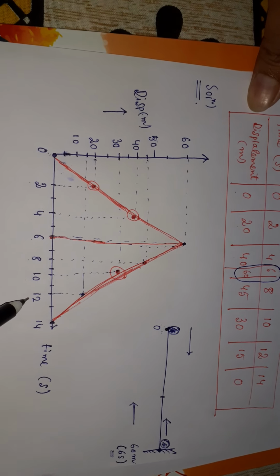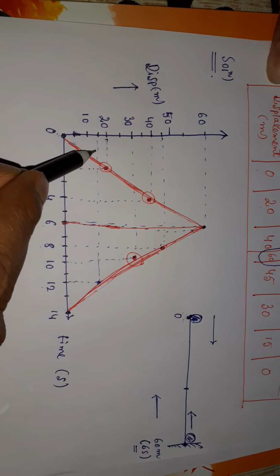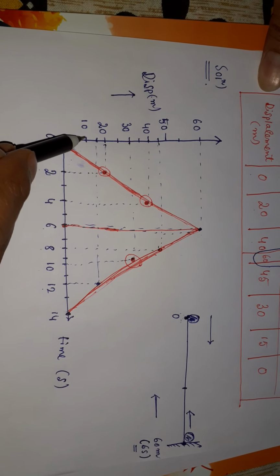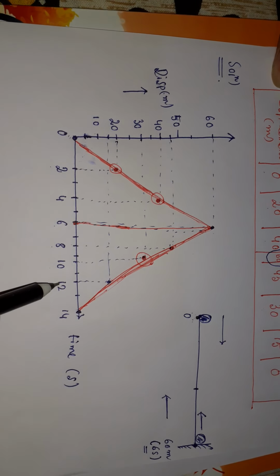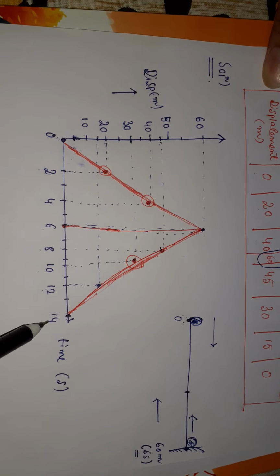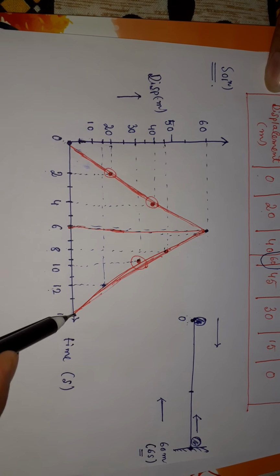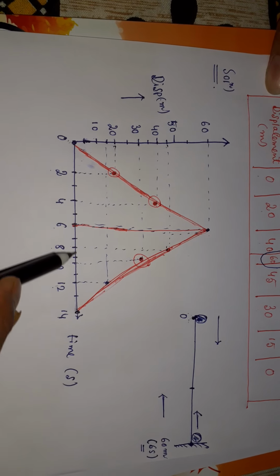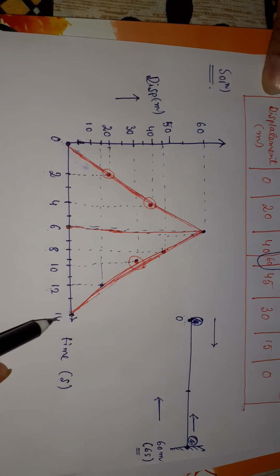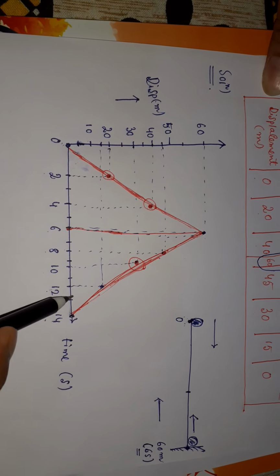At 12 seconds how much? 15 is there, 10 is there, 15, then 20. So at 12, 15 and 14 it has come to this line. This line means this is the 0 line. So at 14 seconds the displacement of the body will be equal to 0 here.